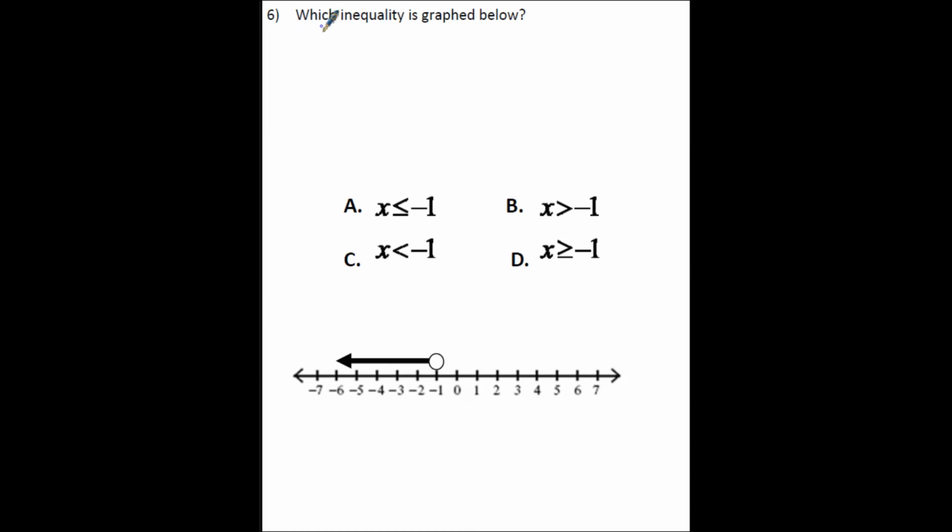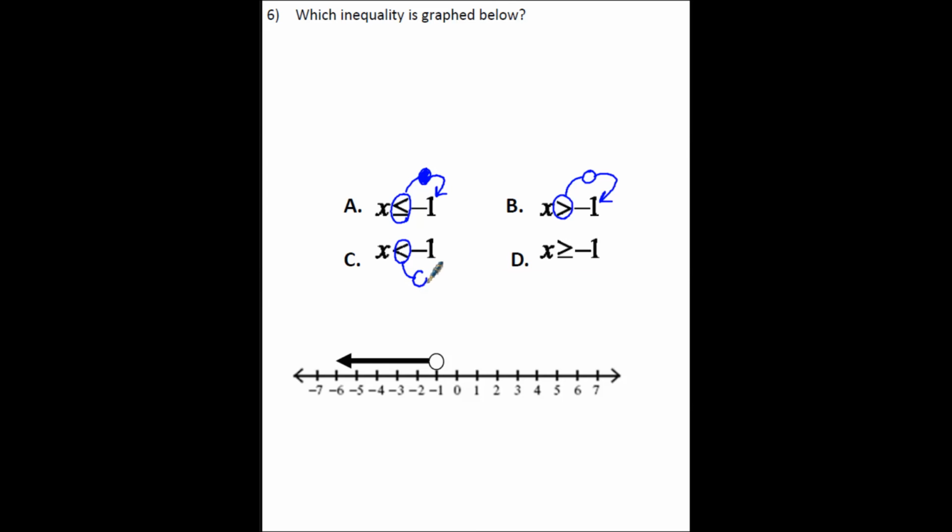So for number 6, it's asking which inequality is graphed below. Well, if we look at x is less than or equal to -1, this less than or equal to sign is going to put a circle, and the equal to sign is going to make it a closed circle on -1. This greater than symbol is going to make a circle on -1, and it's not going to be equal to, so it's going to be an open circle.